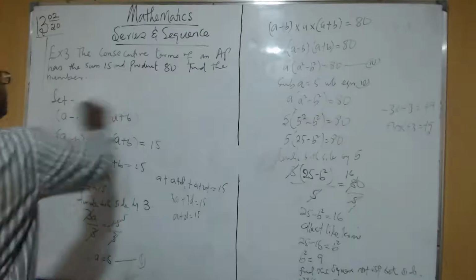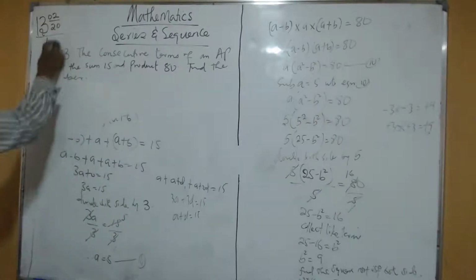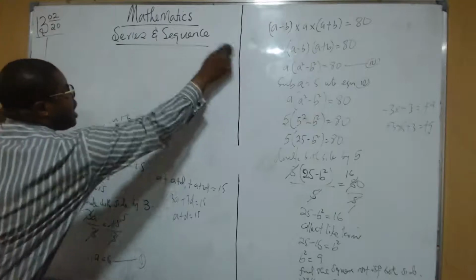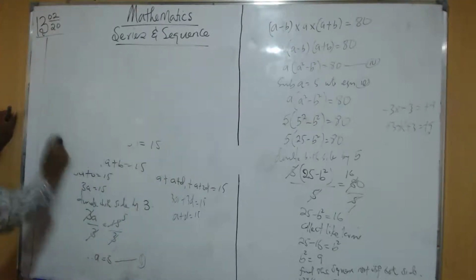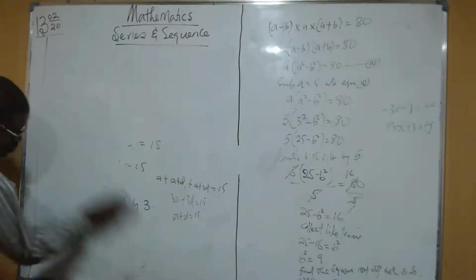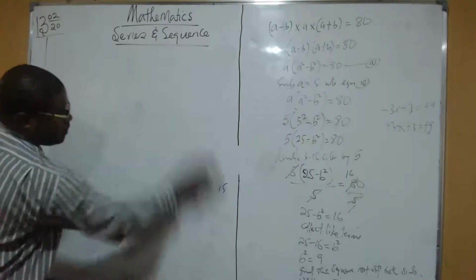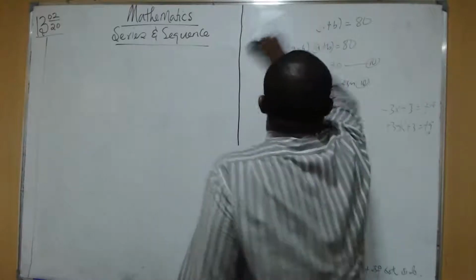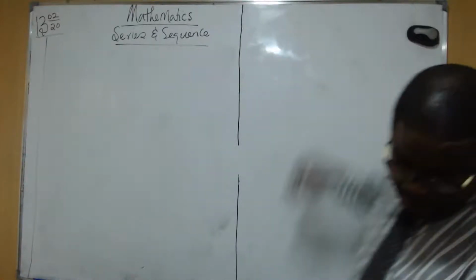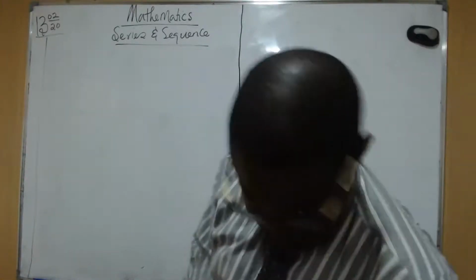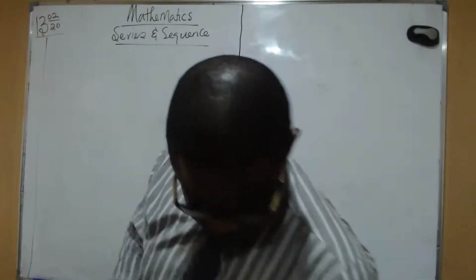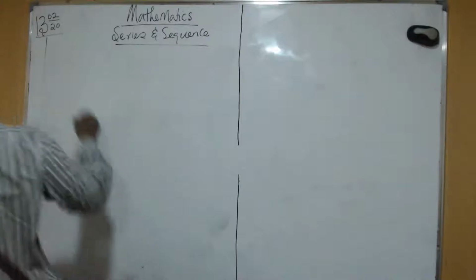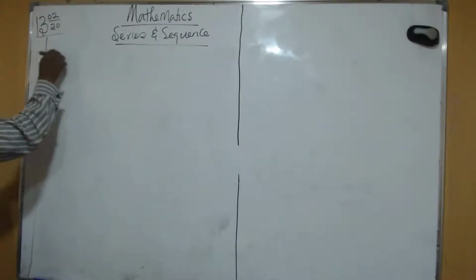Then let's proceed. Let's see further sum of problems in AP and GP. And the question says the sum of the first n term, exercise number 4.